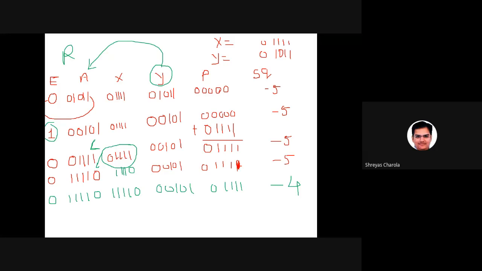Okay. Can you tell me now why I had done the circular left in the second part? Anyone? Anyone? What is the reason to do the circular left?